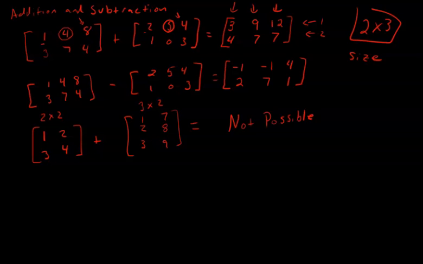In other words, in order to add or subtract matrices, the matrices must be the same size. They must have the same dimensions. That's not true here, and therefore it doesn't work.